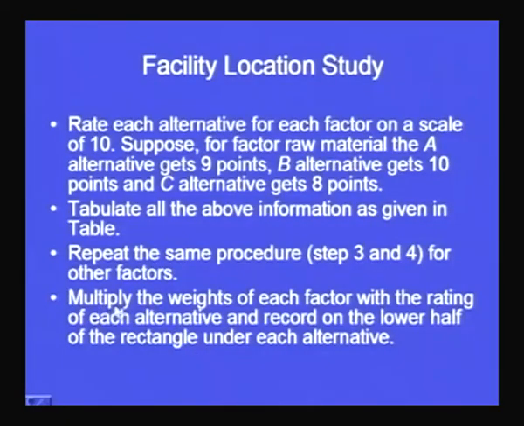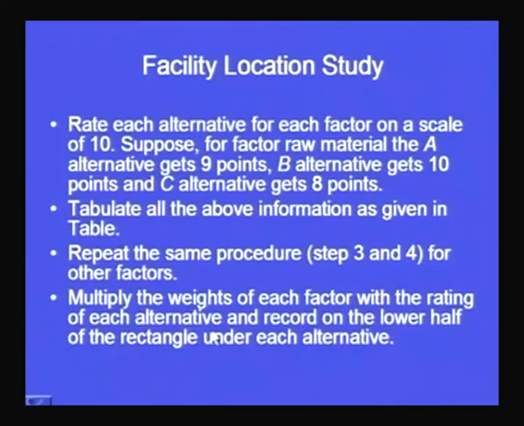Then multiply the weights of each factor with the rating of each alternative and record on the lower half of the rectangle under each alternative. Let me repeat. Multiply the weights of each factor. Now, the weights of each factor, if you remember, we have given relative weightage to all the factors. Raw material we have given the weight 10. Similarly, market the weightage is 10, but other factors like the land cost or the attitude have been given lesser weightage. So multiply the weights of each factor with the rating of each alternative.